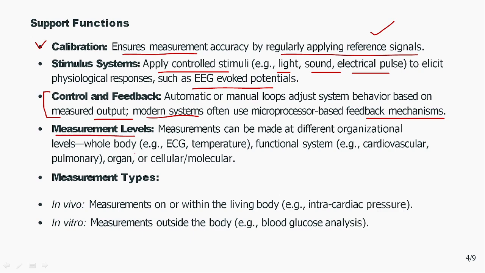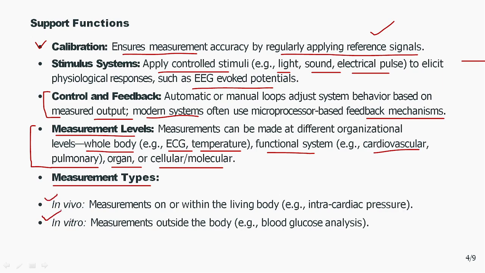Next one is the measurement level. This measurement can be made at different organizational levels. We can go for whole body ECG, temperature, functional systems, like measuring the cardiovascular system only, then the pulmonary system, organs, on cellular or molecular level. We can set different measurement levels. So basically measurement types are of two types: one is in vivo, the other in vitro.